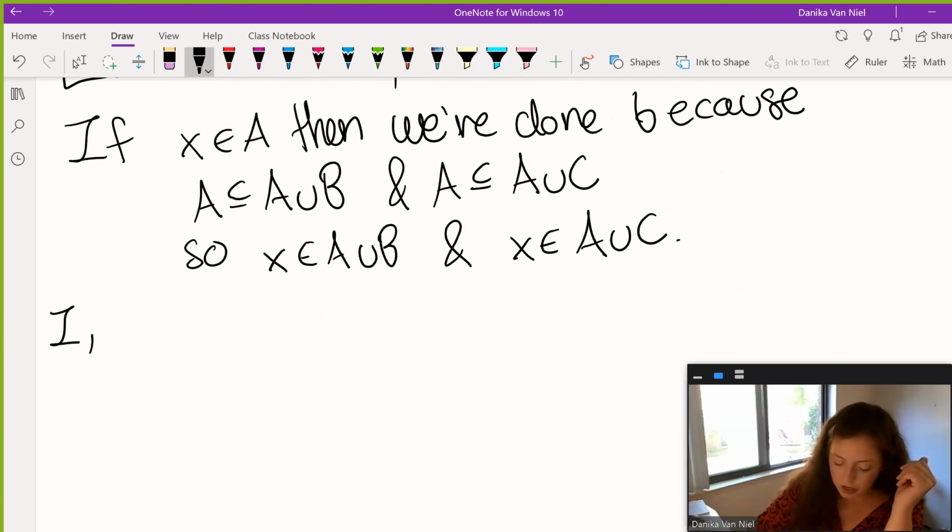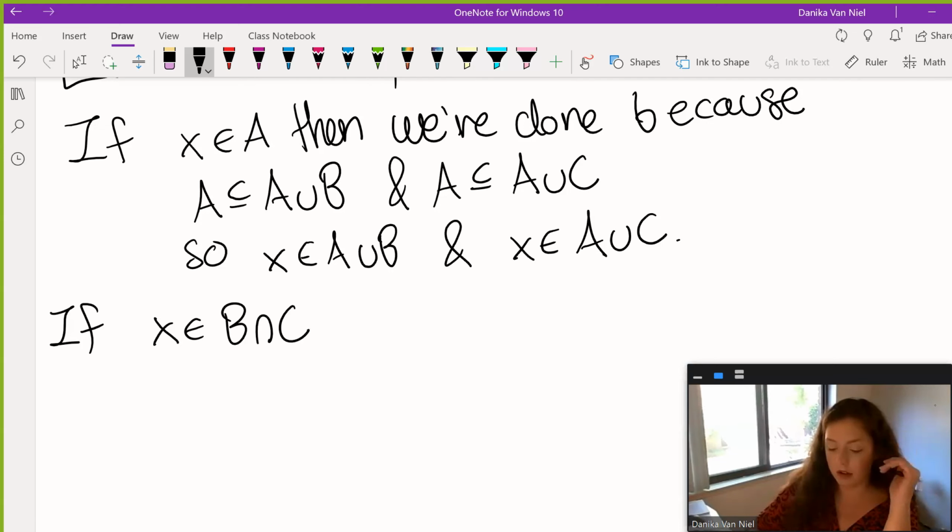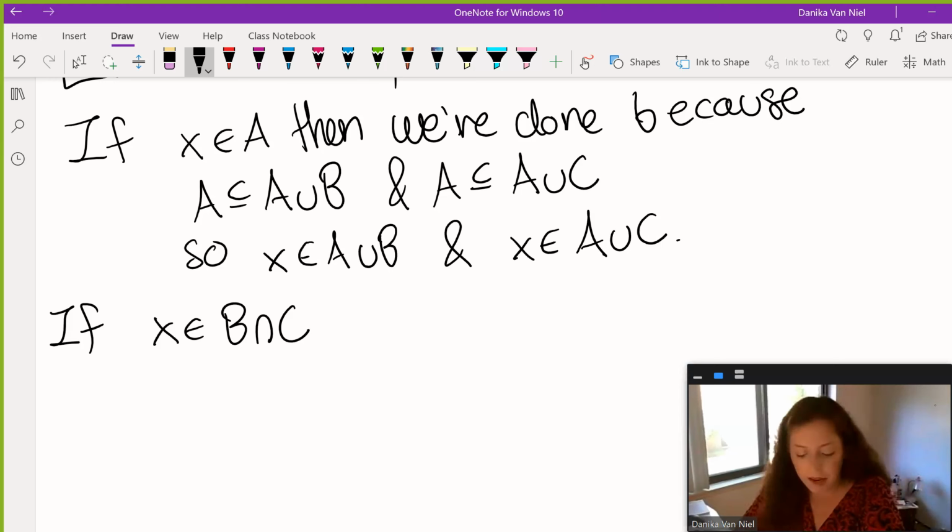Our next one is if X is in B intersect C. Remember, that was our other option. It could be that both are true, but that's fine, right? So if X is in A, we're done. We don't even care if it's in B intersect C.